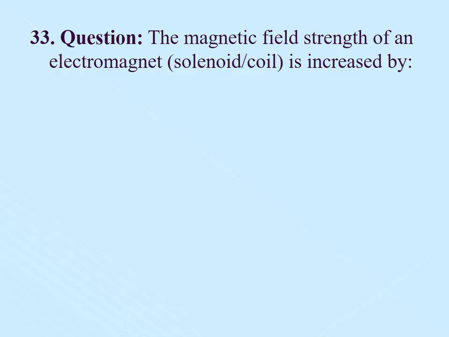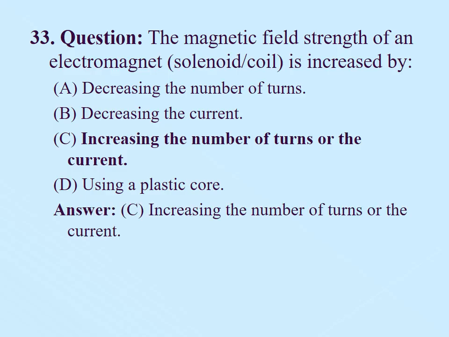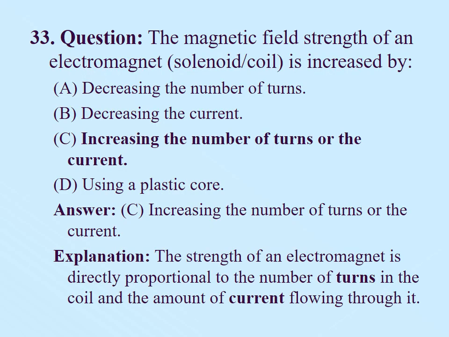The magnetic field strength of an electromagnet, solenoid or coil is increased by option A, decreasing the number of turns, option B, decreasing the current, option C, increasing the number of turns or the current, option D, using a plastic core. Answer is option C, increasing the number of turns or the current. The strength of an electromagnet is directly proportional to the number of turns in the coil and the amount of current flowing through it.